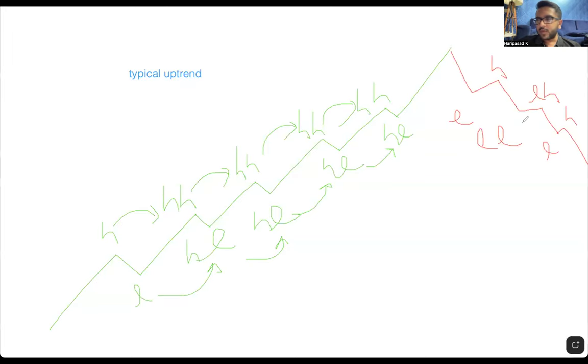So a typical downtrend, on the other hand, is called a series of lower lows and lower highs. Once again, a typical downtrend, when we refer to it, is nothing else but a combination of lower lows and lower highs.